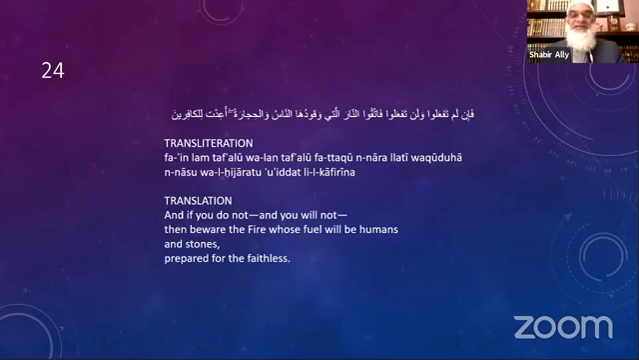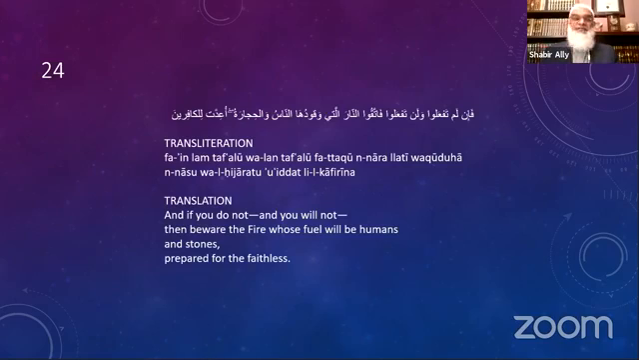So let's read the English translation. And if you do not, and you will not, then beware the fire whose fuel will be humans and stones prepared for the faithless. So Allah subhanahu wa ta'ala is saying here to the non-believers who doubt the divine origin of the Quran, if you have any doubt regarding what Allah is revealing to his servant, that is our Prophet Muhammad sallallahu alaihi wasallam, then bring a surah like it, and then call your witnesses to say, okay, this has been met.